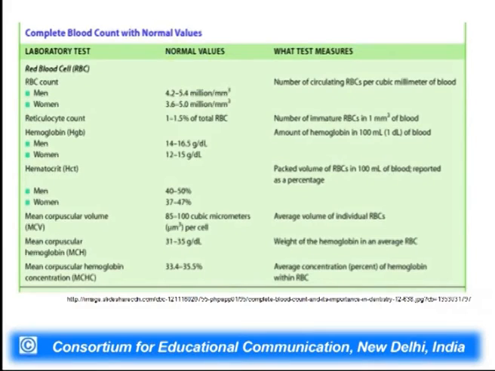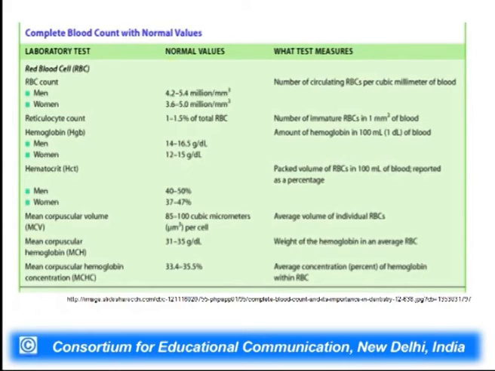Now, if we see the tabular representation over here, these various tests give us an idea about the number of circulating red blood cells. The red blood cell count gives us the number of circulating red blood cells in the blood. The reticulocyte count gives us the number of immature red blood cells and how the erythropoiesis process is taking place. Then the hemoglobin count gives us the amount of hemoglobin in 100 ml of blood.